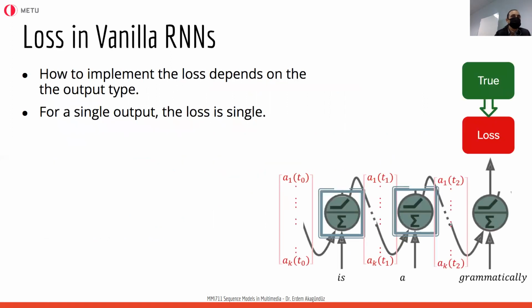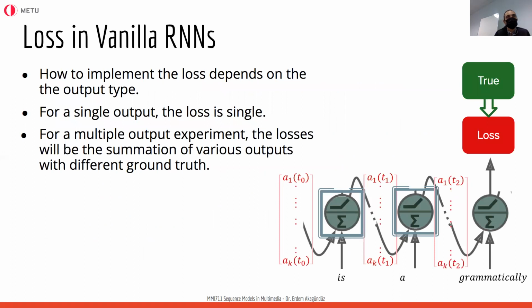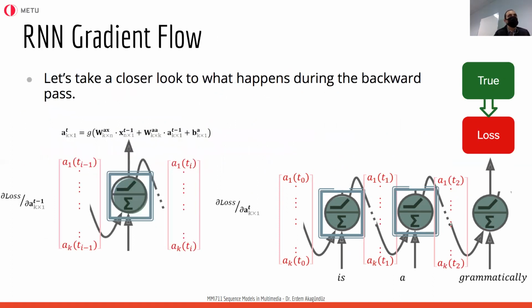Good. Now, let me get back to the training part, where we try to understand this generalization of training. How to implement the loss depends on the output type. Just like I told you, if you have many outputs, then the loss will be calculated differently. The loss will be single if there's a single output. If there are multiple outputs, the losses will be added: a summation of the various outputs. Good.